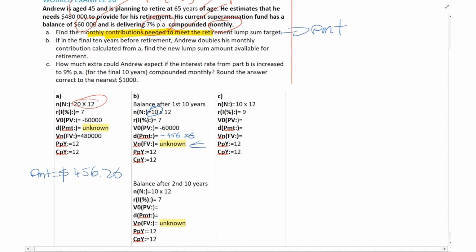I put that into my calculator. All right. This PPY and CPY is 12 because it's monthly. I should have mentioned that a little bit earlier. Okay, I put that into my calculator and I get a value of 199,550.58. I should have put a 0 there. Okay, so that is what I have in that super after that 10 years. Okay, and then I change it. That's when I take this number, let's put it in lovely blue.